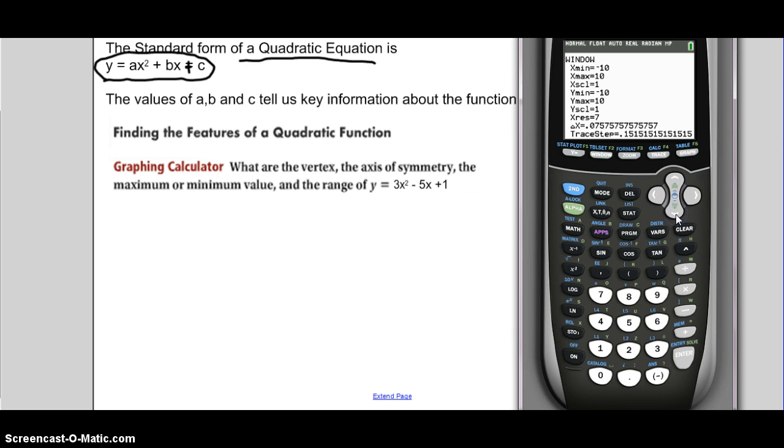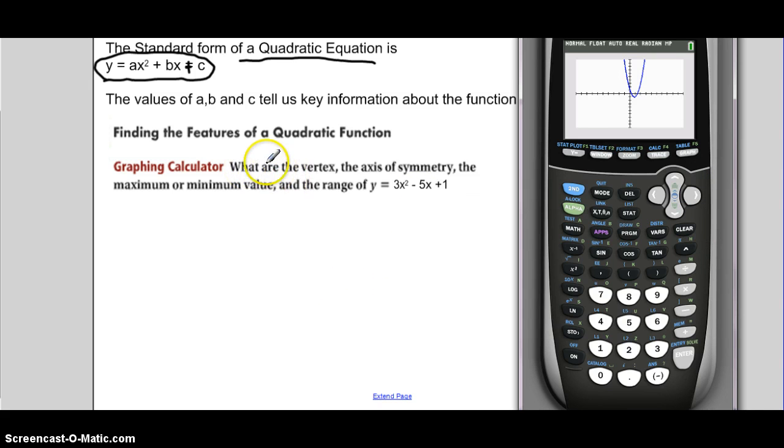So let's just go down there and let's just make our resolution, I don't know, 3, and see if it speeds up and makes it a little bit clearer. There we go. A little bit sped up and a little bit more clear.